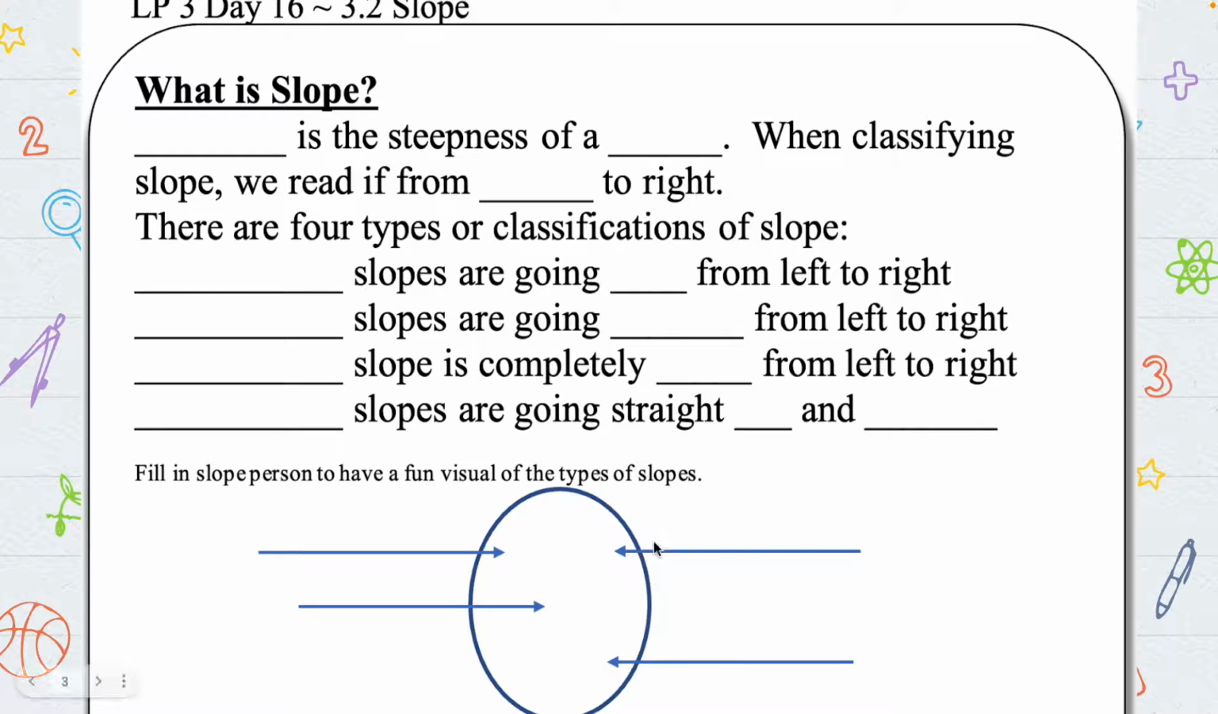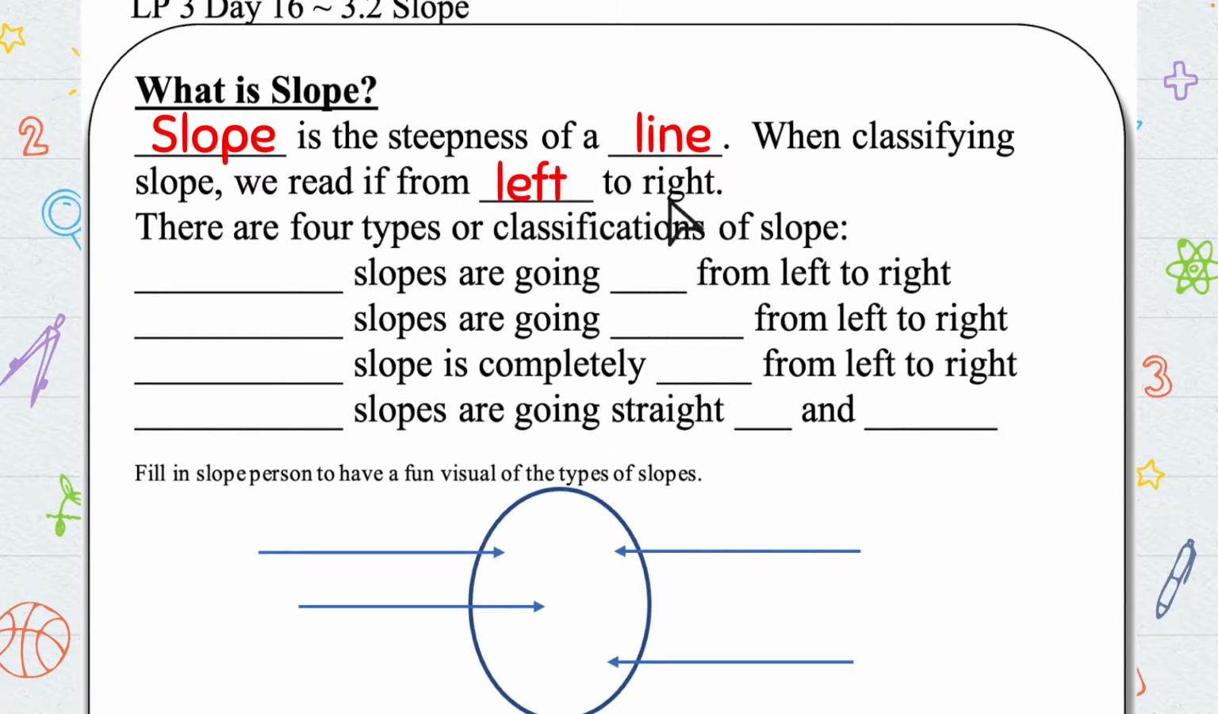So we are officially starting slope in this chapter. We've been kind of dancing around that a little bit for the last couple of sections, where we've been talking about constant rate of change, which is another term for slope. Slope is the steepness of a line. When classifying slope, we read it from left to right.